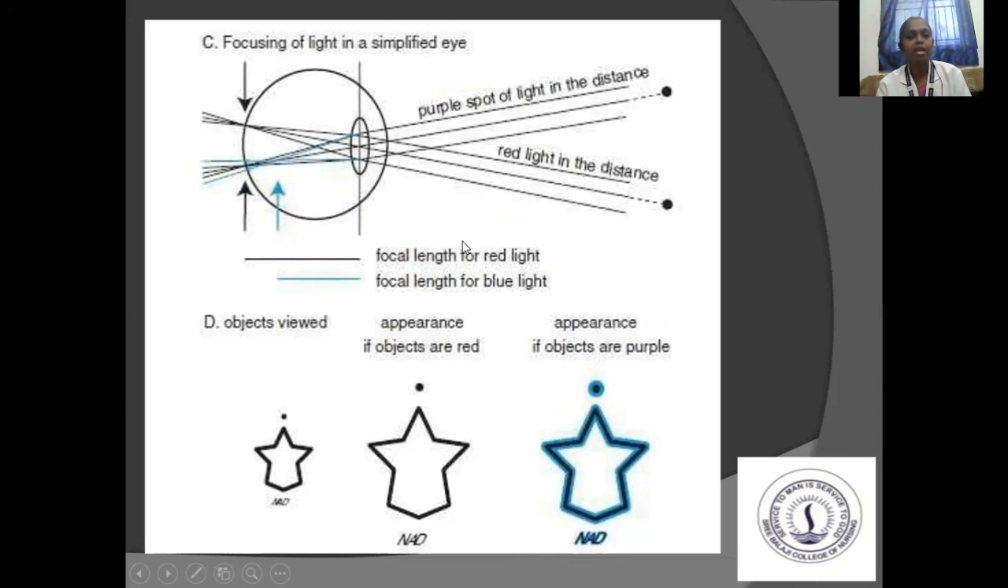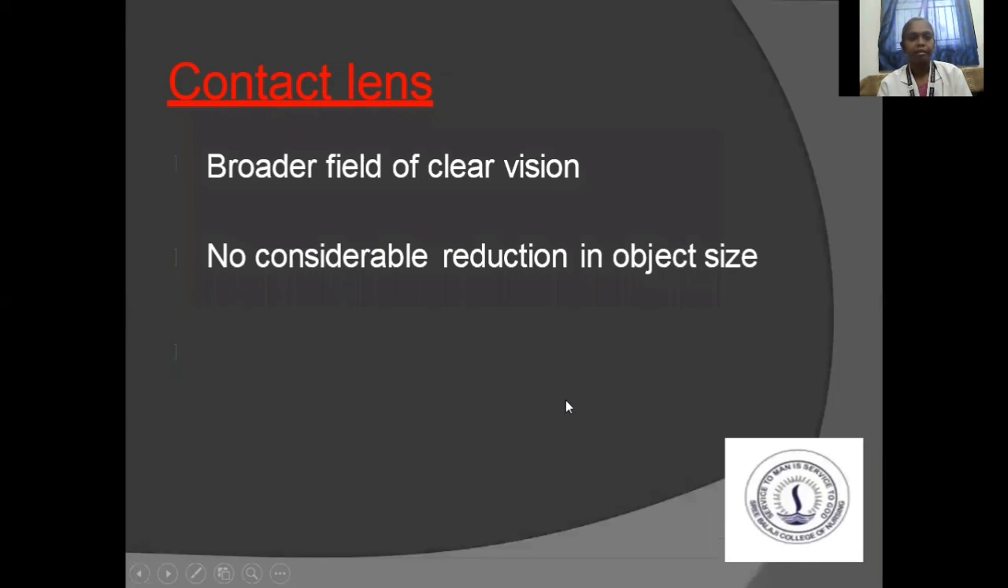Here we have to assess the focal length of red light and the focal length of blue light. The focal length of the red light reaches beyond the retina, so naturally they'll have blurred vision. Depending upon the focal length, they'll have a problem. For normal people, it will look like this. If the focal length is too long, it will stop like this. If it is too short, they'll have blurred vision. So this needs to be corrected.